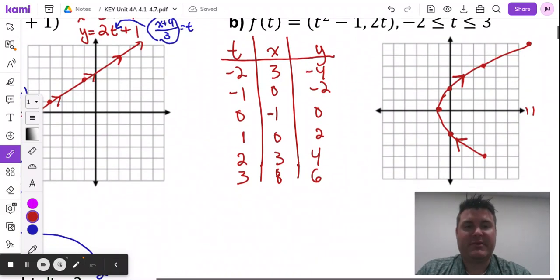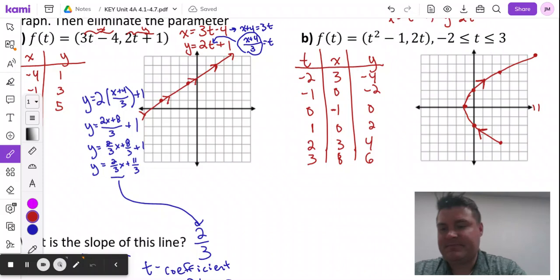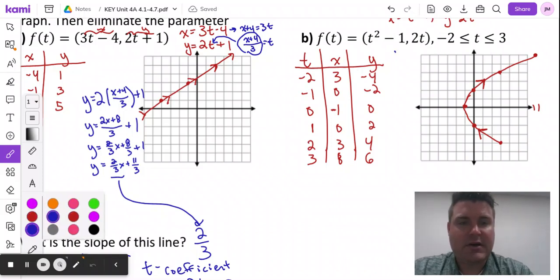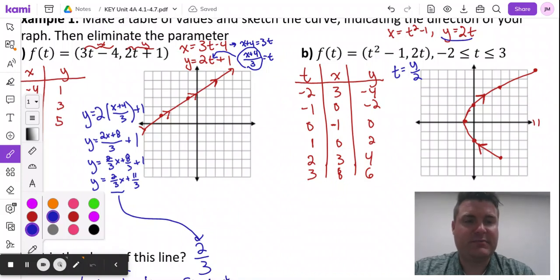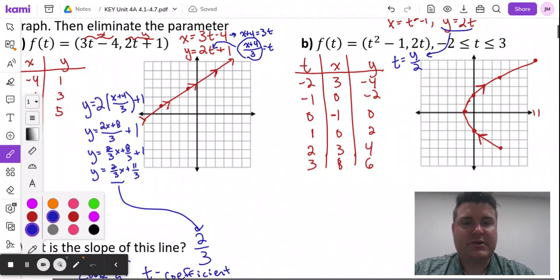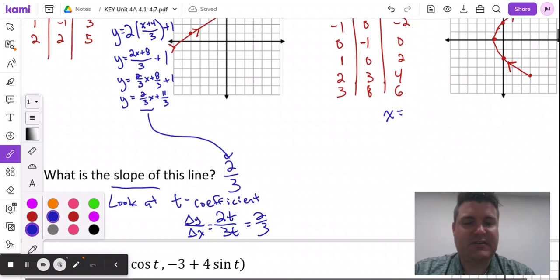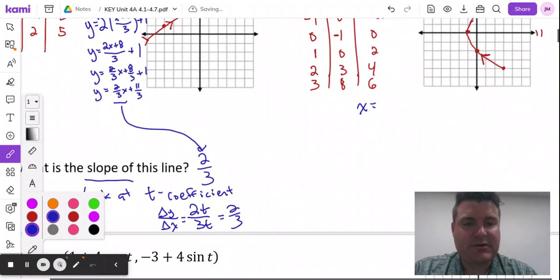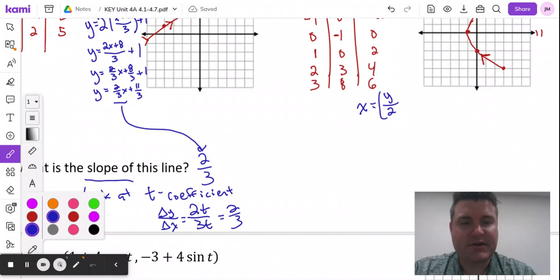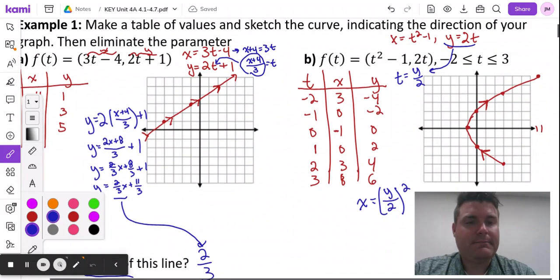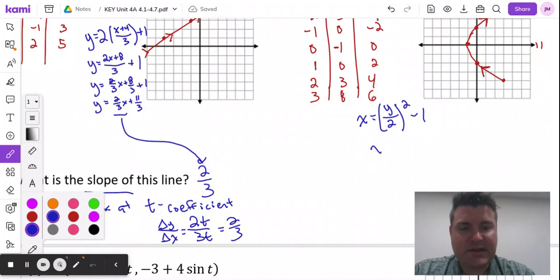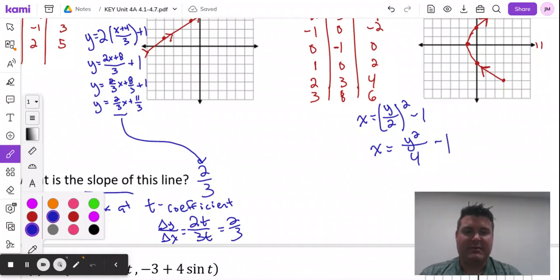And let's go ahead and eliminate the parameter. It's probably easiest to solve for t to equal y over 2 when I'm using this equation up here. And then for my x equals equation, instead of t squared, it becomes y over 2 squared. Sorry, I can't fit this all on the screen at the same time. Minus 1, which means that x equals y squared over 4 minus 1, which indicates that we have a sideways parabola because it's an x equals y squared type of an equation.